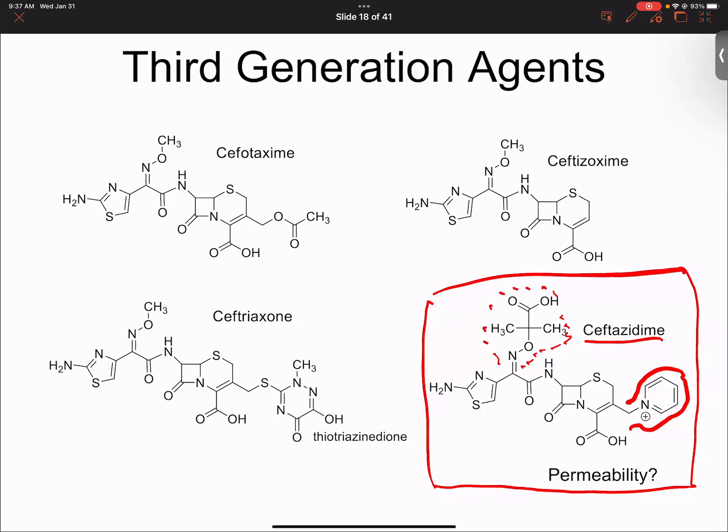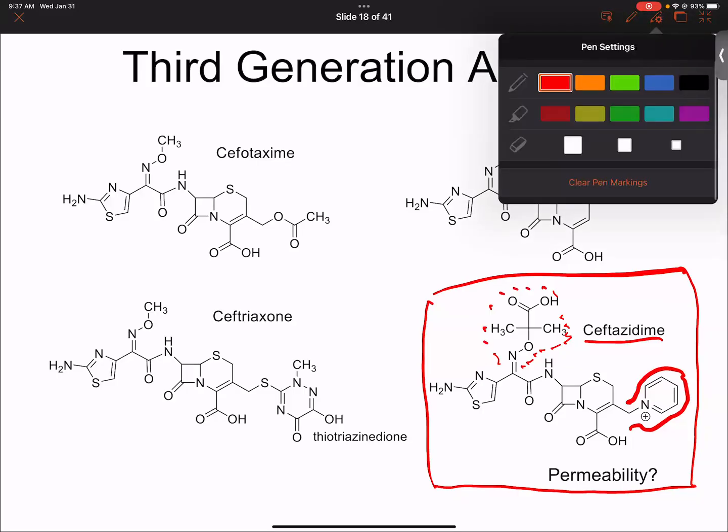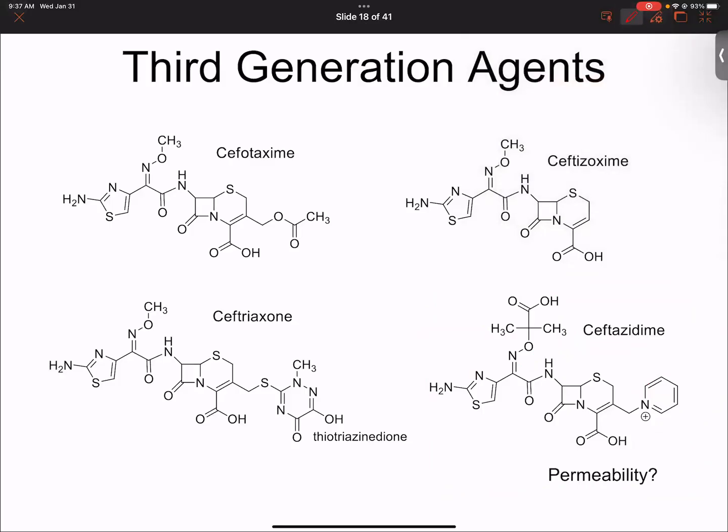So we call ceftazidime an anti-pseudomonal cephalosporin, right? What gram-positive organisms does ceftazidime have coverage against?